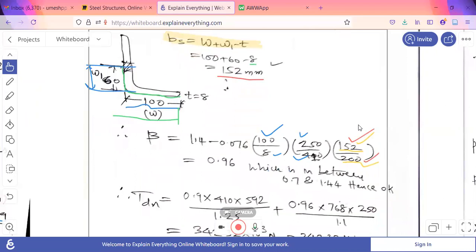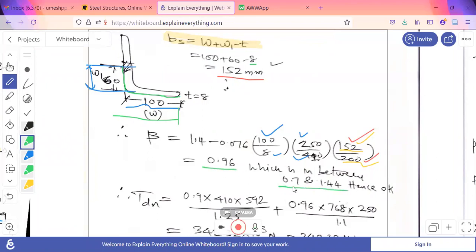So you substitute all this, and you are getting a value of 0.96. Now you check whether it is in between these two numbers, 0.7 or 1.44. It has to be between these two. How did I get 1.44? You substitute those constants. I'll take you to the code book now.